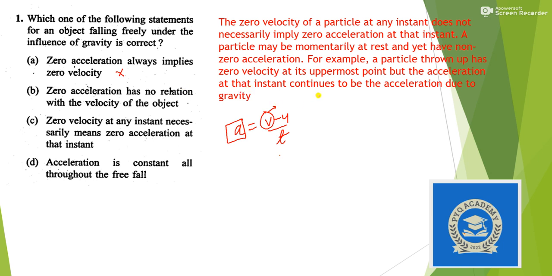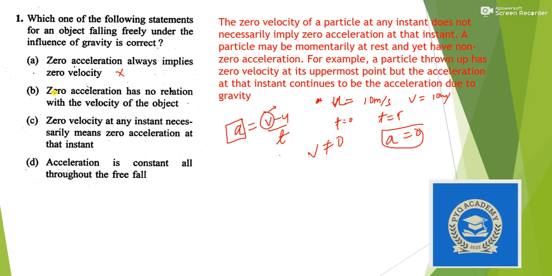Okay, let me explain it mathematically. Suppose an object is going with velocity 10 meter per second, and for time t equals 0 to t equals 5, it is still v equals 10 meter per second, suppose it is u and it is v. So here velocity is not equal to 0 but acceleration equals 0. So that's why this statement is wrong.